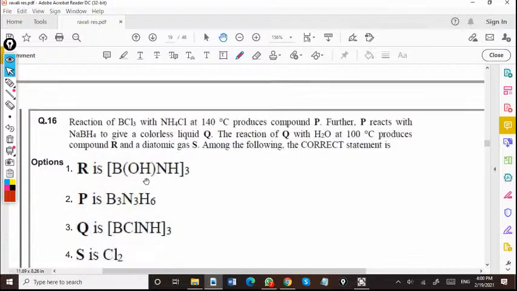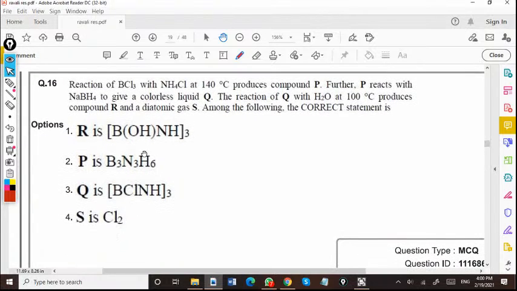So next, this is from the Inorganic Chemistry book. You can find it in the chapter on rings, cages, and complexes. In that chapter, the reactions are also given.